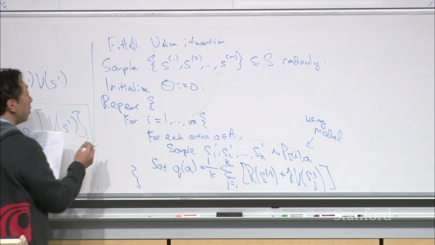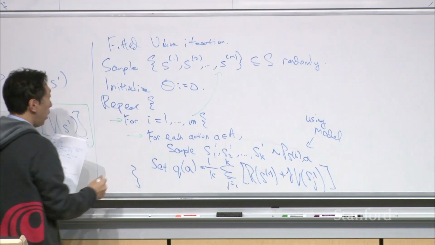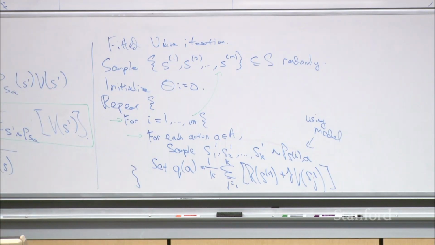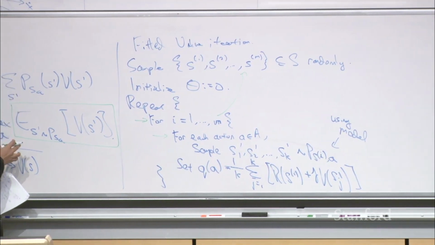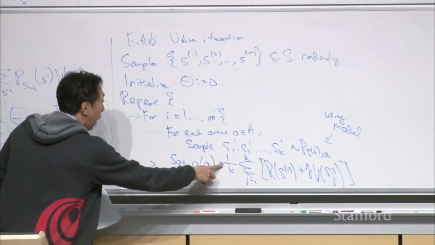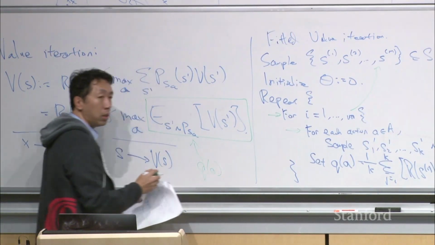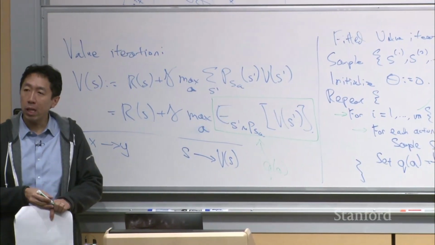And so these two loops, this for i equals 1 through M and for each action a, is just looping over every state and every action and taking k samples, sampling k examples of where you get to if you take an action a in a certain state s. And by taking those k examples and computing this average, q(a) is your estimate of that expectation.